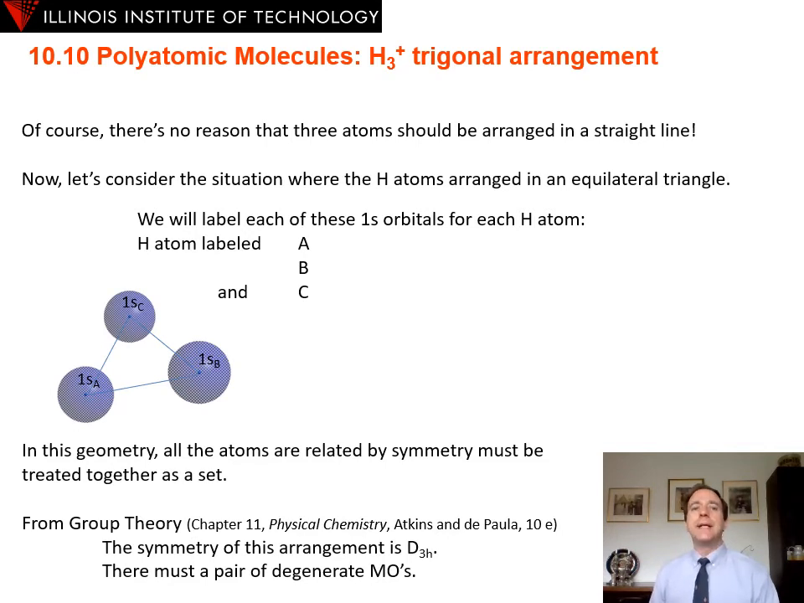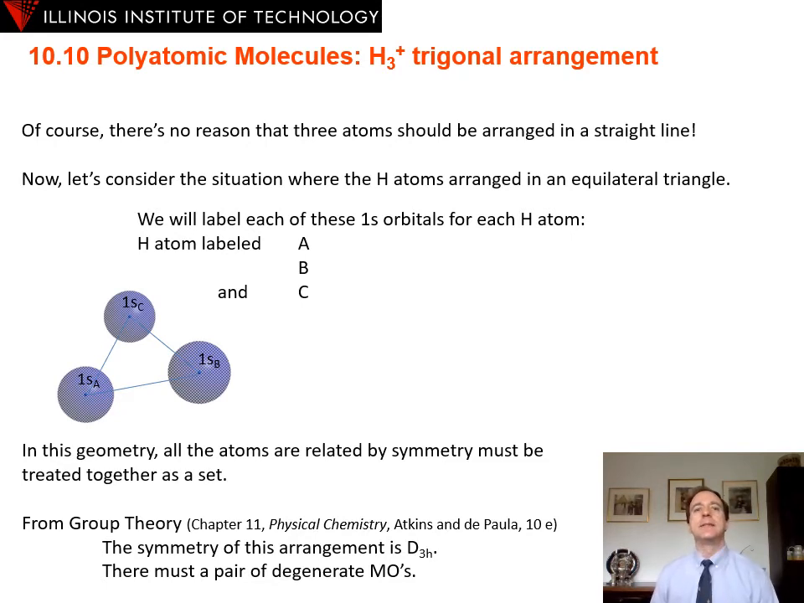The symmetry of this arrangement is known as D3h. It has to do with the plane of symmetry and the fact that you can rotate it 3 times. If you rotate it by 120 degrees, you get the same orientation, and if you flip it over, you get the same orientation. So this symmetry arrangement has a very specific name.